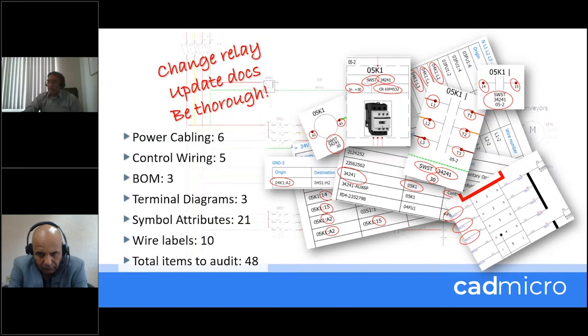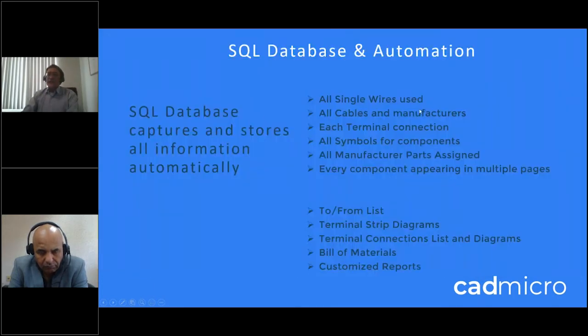And in projects, things need to be changed constantly. So what do you do with that? Well, if the system is keeping track, in our system it is done by an SQL database, which captures and stores all information automatically as you carry out the design, including all the wires, the cables, terminals, all kinds of symbols you are putting on your design, all kinds of manufacturer parts you are assigning to them, etc. Once all of that is automatically captured, then the lists are automated: from-to list, terminal strip, bill of material, and customized reporting.